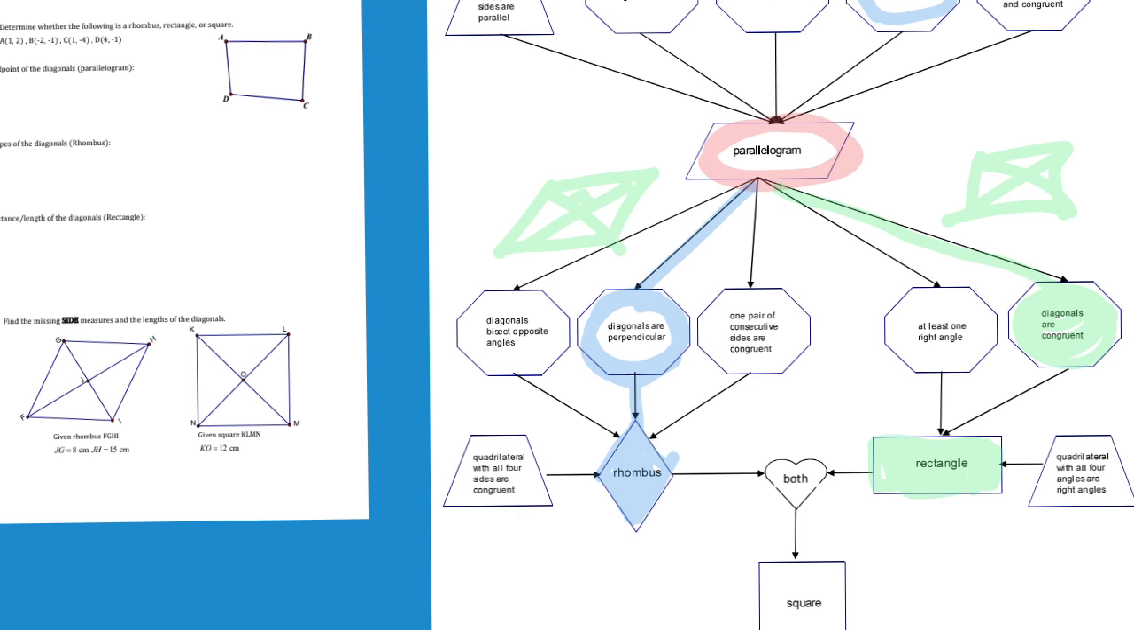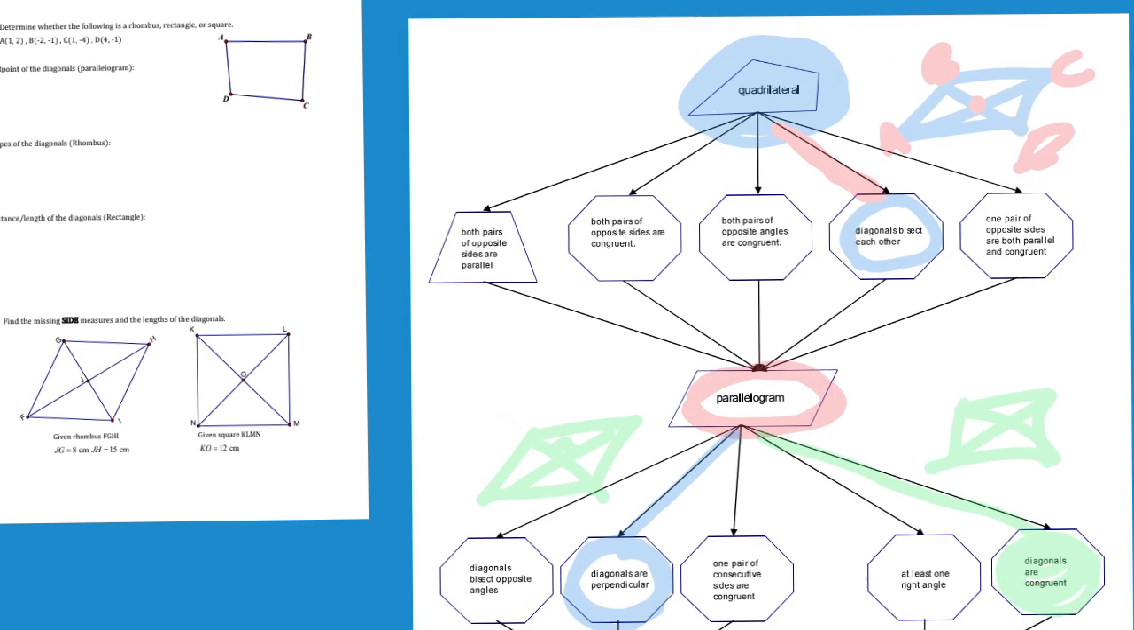If it's a parallelogram and it has a right angle, then you know it's going to be a rectangle. Now, here's the deal. If you have a parallelogram that is both a rhombus and a rectangle, it's going to be a square. Okay, so that's a little hard there. I don't know why it has a heart. I didn't make it.